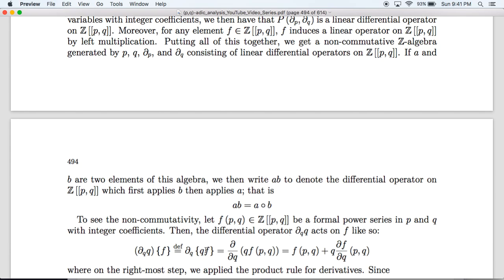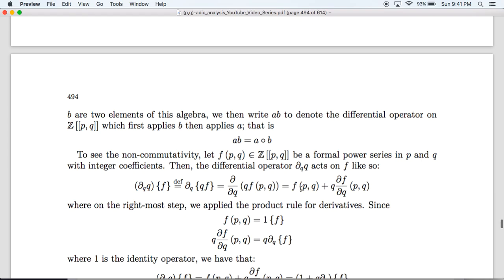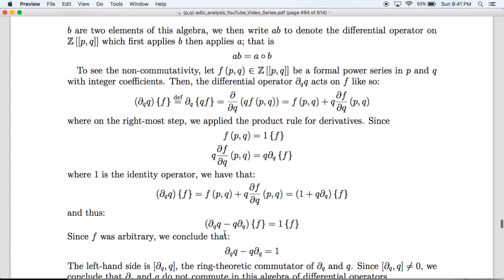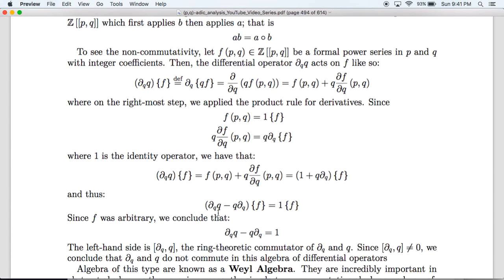First we multiply by Q, then we differentiate with respect to Q, and we have to use the product rule. So in this case we get that. Since f is equal to applying 1 to f, and since this is the homogeneity operator applied to f, we then have that ∂_Q Q applied to f is equal to 1 plus Q ∂_Q applied to f, and so the commutator of ∂_Q and Q is then equal to the identity operator.